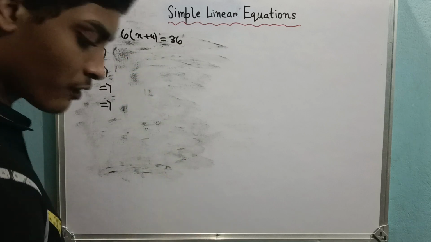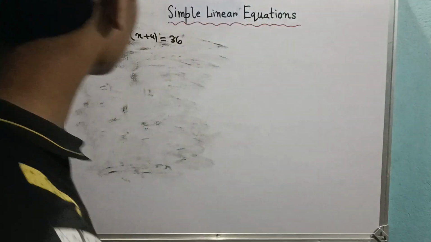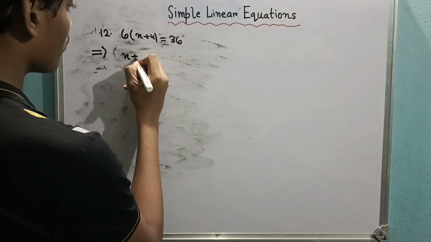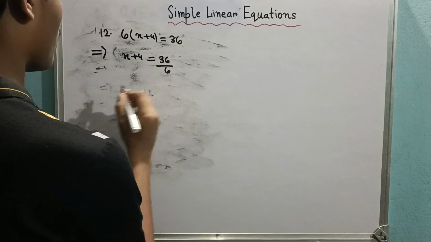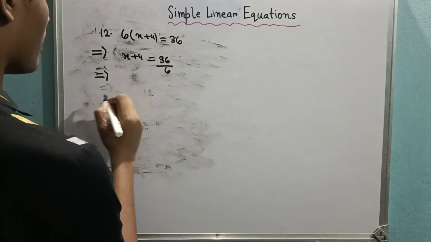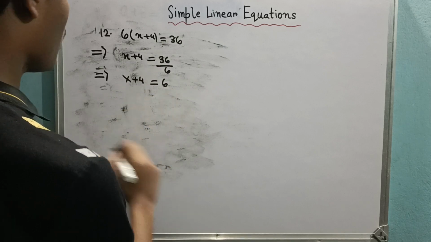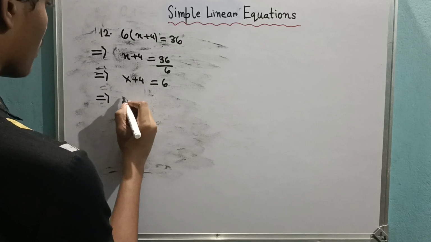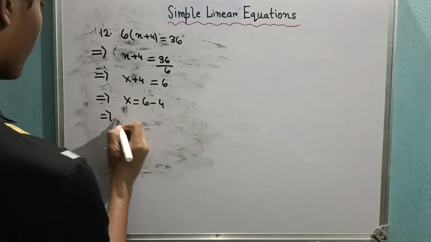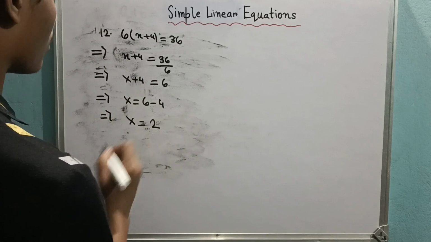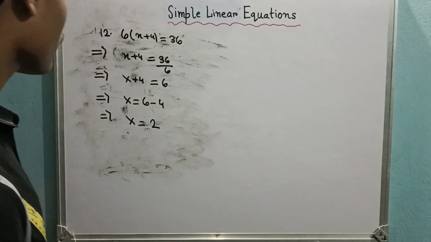So the next process is here x plus 4 will be equal to 36 divided by 6, or x plus 4 will be equal to 6. And now from here you can write x is equal to 6 minus 4, or x is equal to 2. So guys, this is also a process.